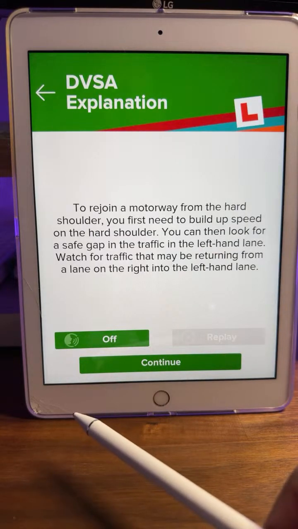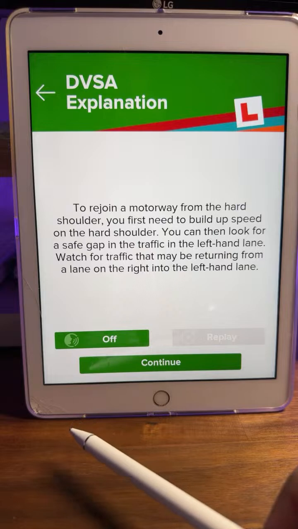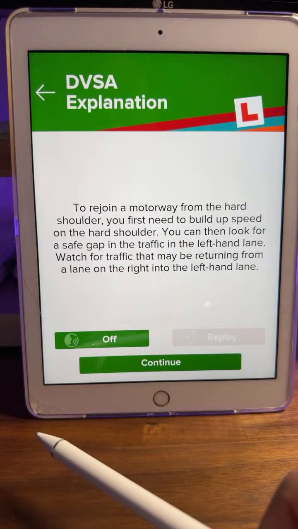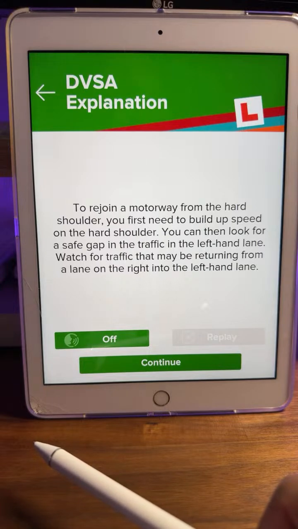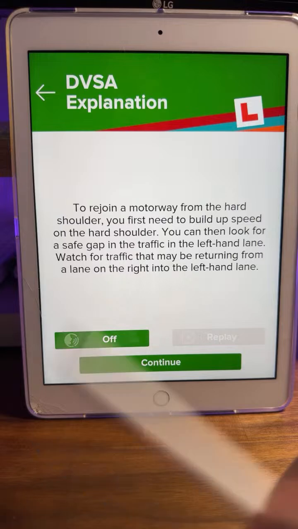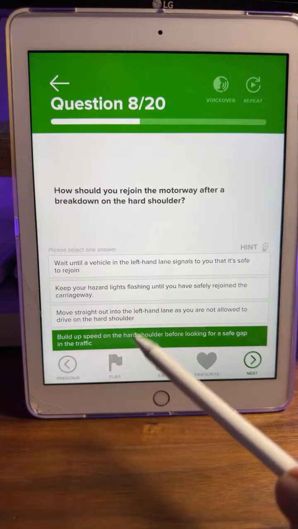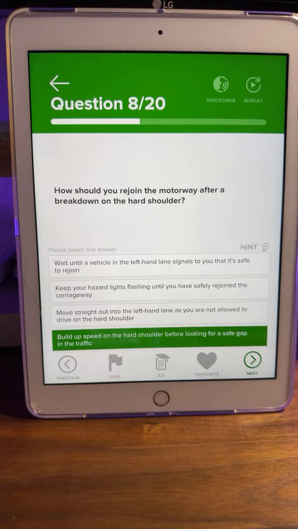To rejoin a motorway from the hard shoulder, you first need to build up your speed on the hard shoulder. You can then look for a safe gap in the traffic in the left-hand lane. Watch for traffic that may be returning from a lane on the right into the left-hand lane from where you are. So yeah, we know the answer is D. I think most of you were saying D in any case, so that's good.